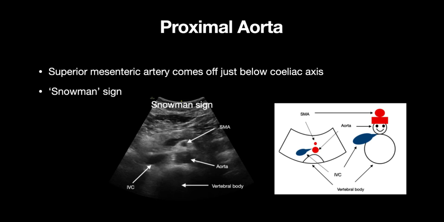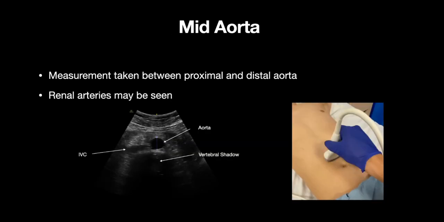However, again, similar to the celiac axis, it's not always visualized. This doesn't matter, just like the celiac axis in a way, because we're not looking at the SMA in order to measure it or define it in any other way. We're simply using it as a landmark to try and identify that we're at the most proximal part of the aorta.